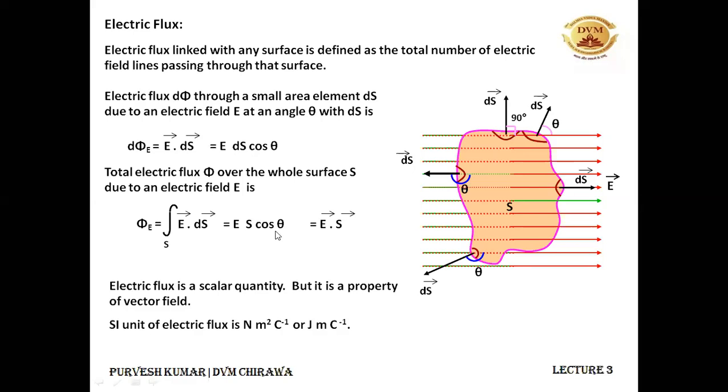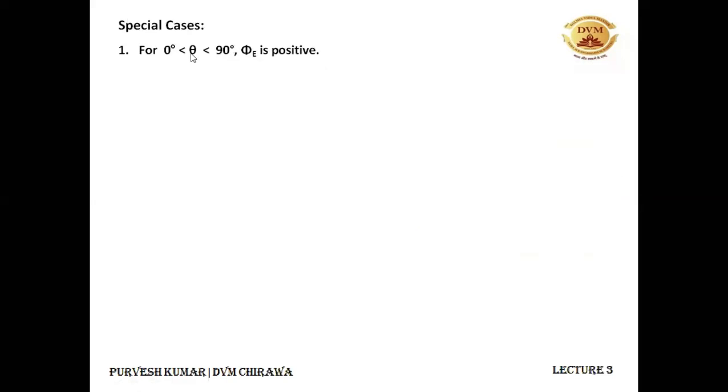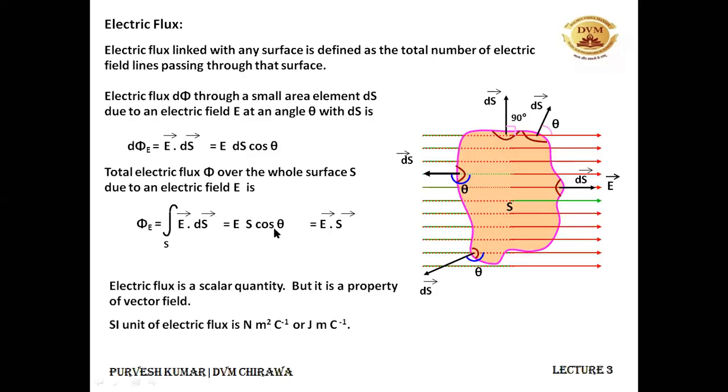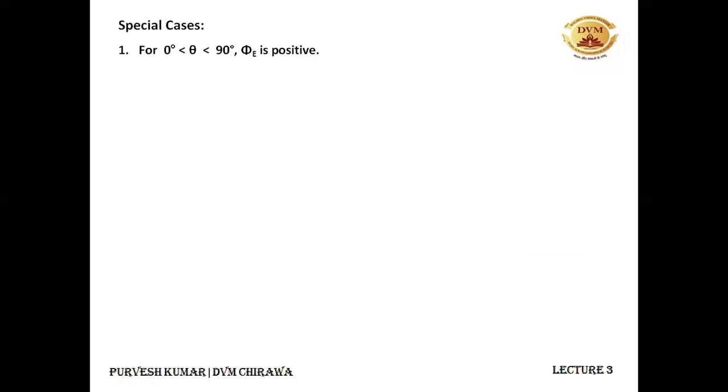If theta lies between 0 to 90 degree, then phi is Es cos theta, and we all know that when the angle is between 0 to 90, the cos of that angle will always be positive and the flux will be positive. If theta is equal to 90 degree, then the flux is 0. Theta is the angle between the area vector and the electric field. If it is 90 degree, then the flux will be 0. And if it is lying between 90 to 180 degree, then the flux will be negative.